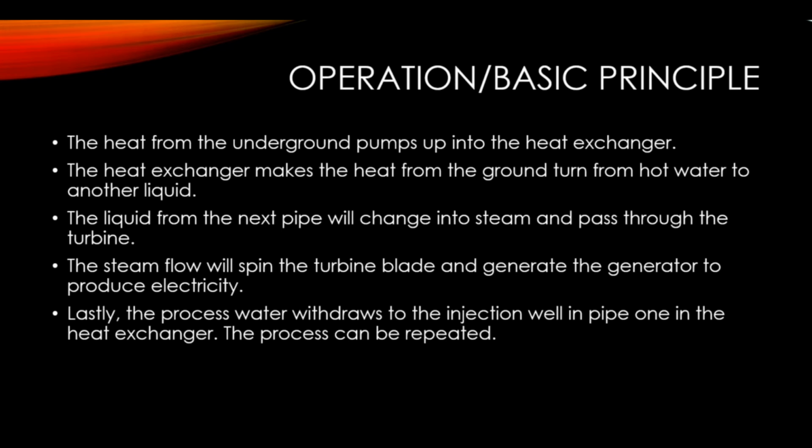And basic principle. The heat from underground is pumped up into the heat exchanger. The heat exchanger transfers the heat from the hot water to another liquid. The liquid from the next pipe will change into steam and pass through the turbine. The steam flow will spin the turbine blades and drive the generator to produce electricity. Lastly, the water is withdrawn to the injection well in pipe 1 of the heat exchanger. The process can be repeated.